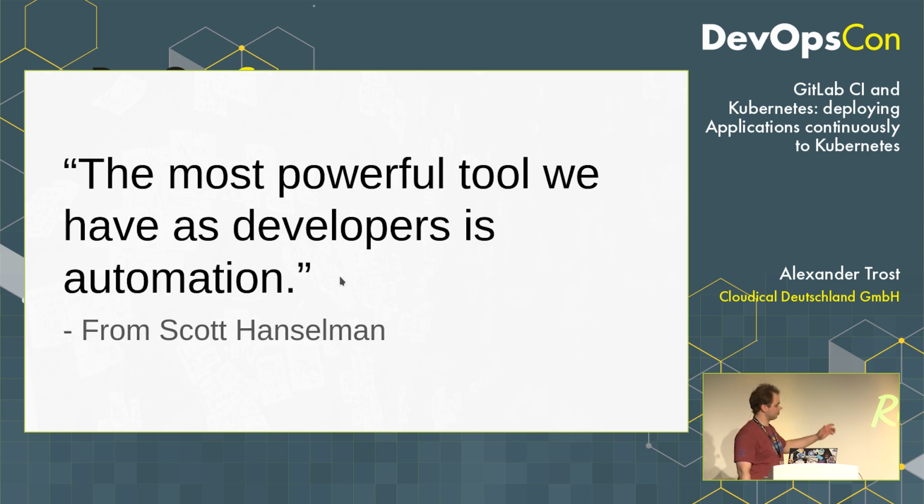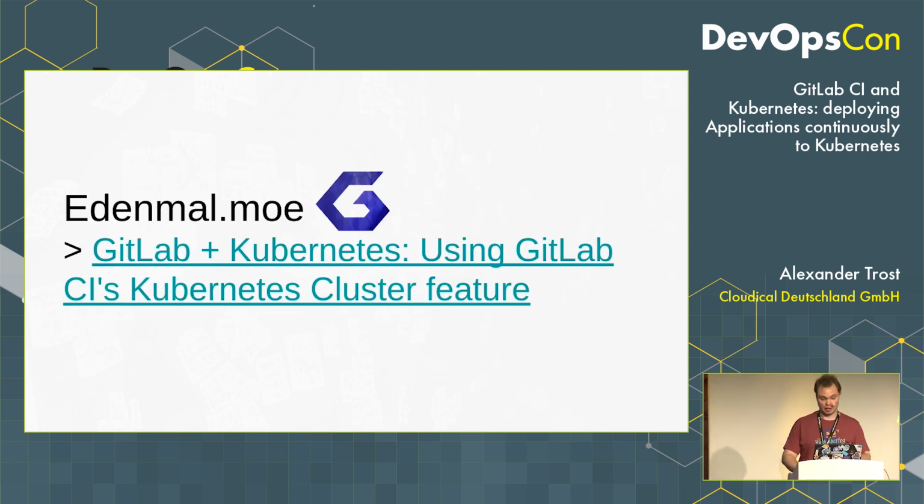Okay, quick quote here from Scott Hanselman. The most powerful tool we have as developers is automation. That's the main point of my presentation, my talk, whatever you want to call it here. That I push my change, it gets built, it gets automatically rolled out to the cluster. That's the point here. Well, there was a single interaction point, yes, when we wanted to deploy it to live, but even that, just remove this line from the GitLab CI YAML, and it would just automatically run through. You don't have to do anything.